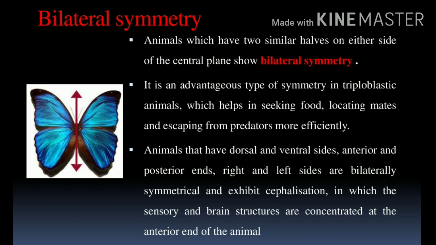Okay, so it's helpful in seeking food, locating mates and escaping from predators more efficiently. So these are the advantages of bilateral symmetry in triploblastic animals.